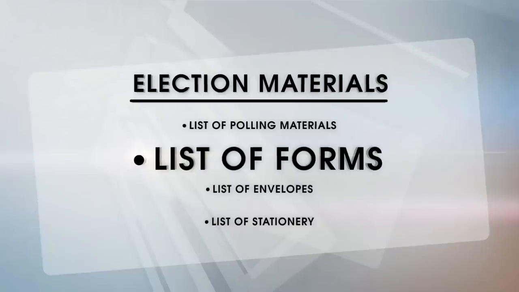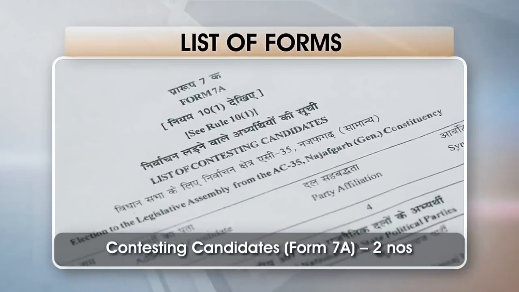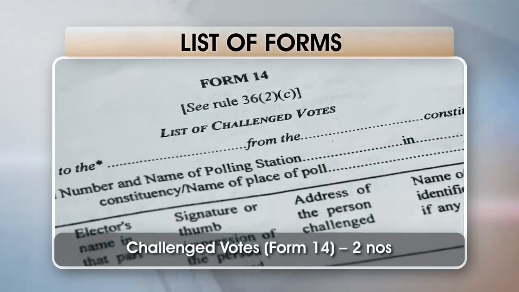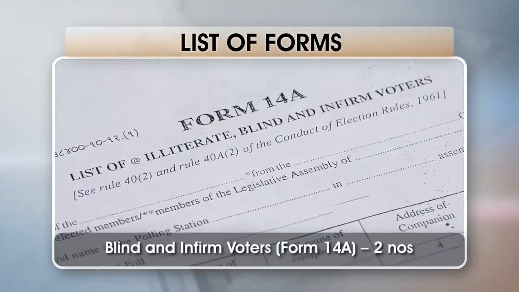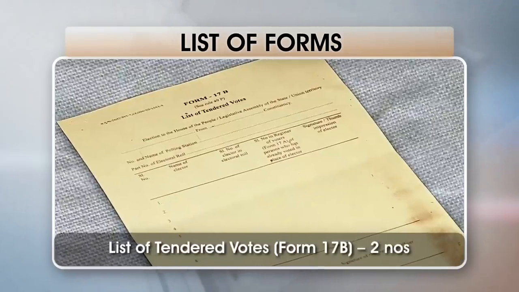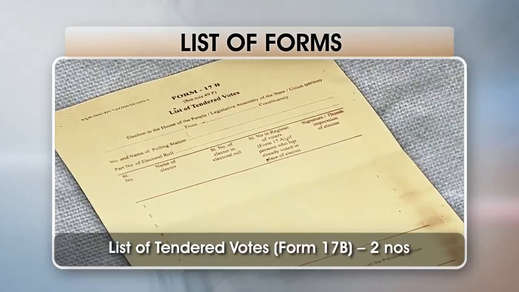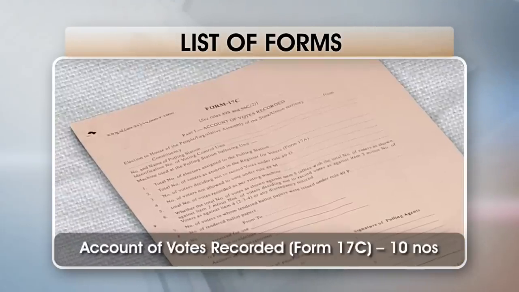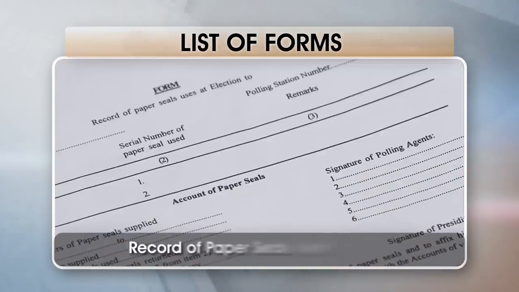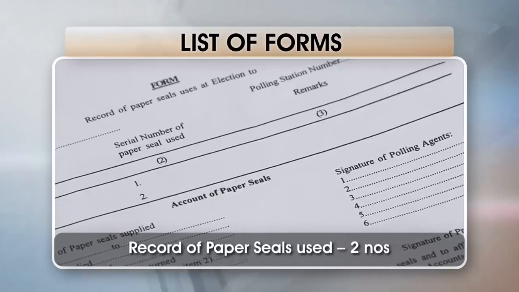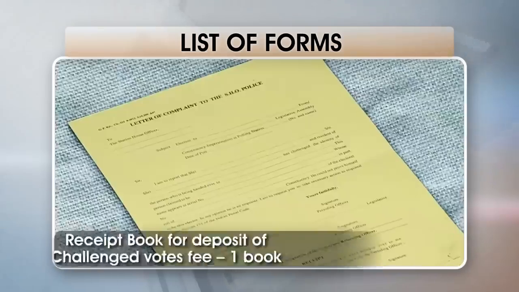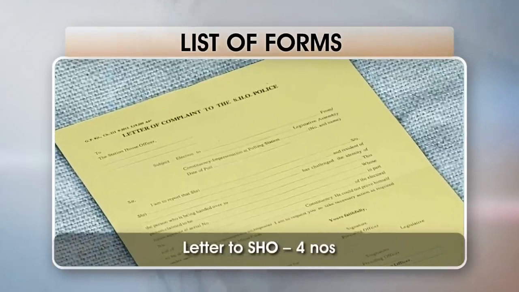List of forms. Contesting candidates, Form 7A, 2 numbers. Challenged votes, Form 14, 2 numbers. Blind and infirm voters, Form 14A, 2 numbers. List of tendered votes, Form 17B, 2 numbers. Account of votes recorded, Form 17C, 10 numbers. Record of paper seals used, 2 numbers. Receipt book for deposit of challenged votes fee, 1 book. Letter to SHO, 4 numbers.